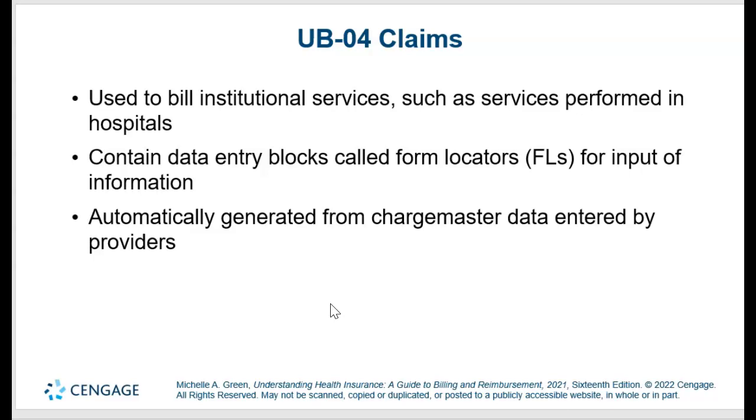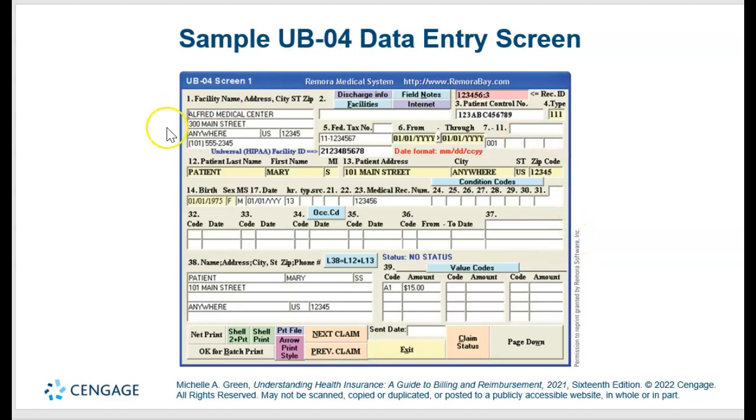UB04, okay, now we're talking hospital claims. This bills the hospital. But these blocks are called form locators for input of information, automatically generated from the charge master, entered by the providers. So this is kind of what the UB04 data screen looks like.